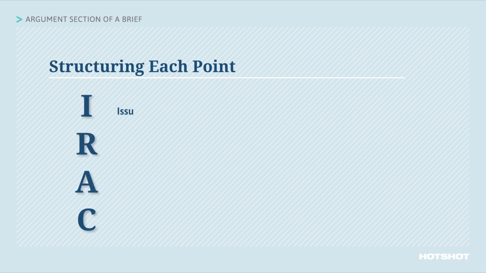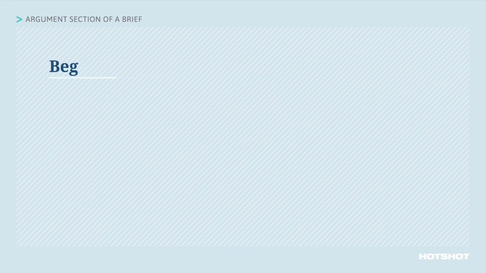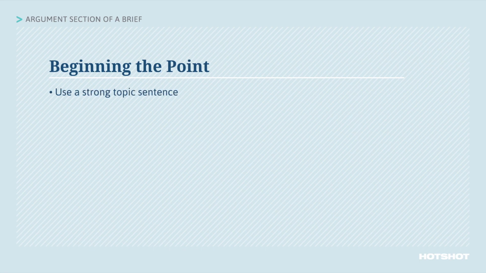Instead, make each point you argue follow a structure similar to what you probably learned in law school, IRAC, where you state the issue, rule, application, and conclusion. The difference for brief writing is that the CRAC format works better. Instead of leading with the issue, which states the question, you lead with the conclusion, which states the answer. Each point you argue should begin by stating the conclusion in a strong topic sentence.